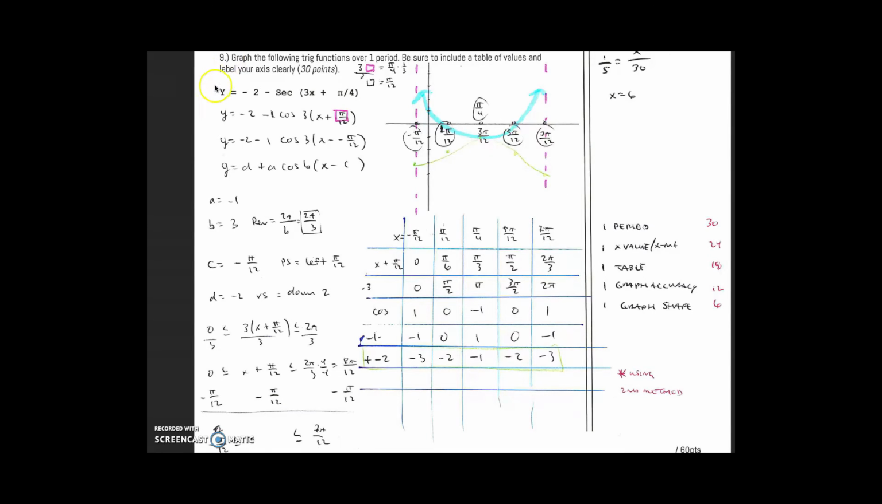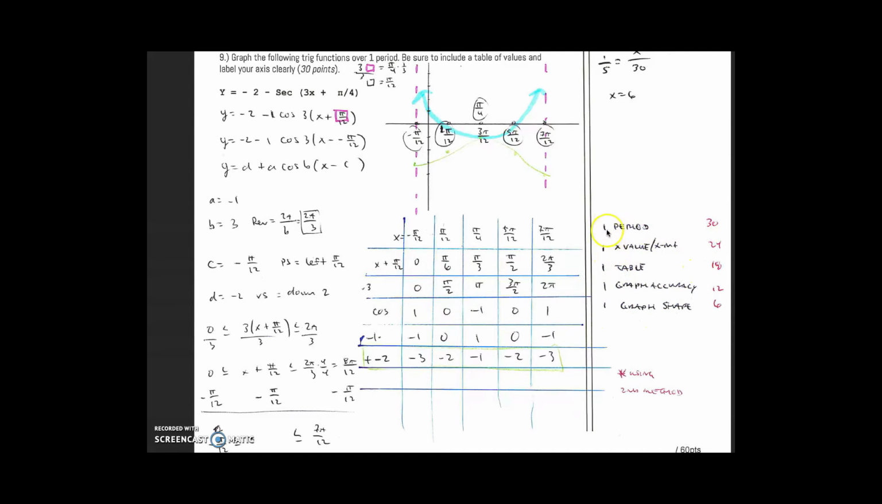Question number 9, graph the following functions over one period. Be sure to include a table of values and label your axes clearly. This is out of 30 points, and I'm looking for 5 criteria, and I made them proportional, therefore each of the values are 6. Now, do not think this means if you found the period you got 30 points. Just think of the black and red as separate.